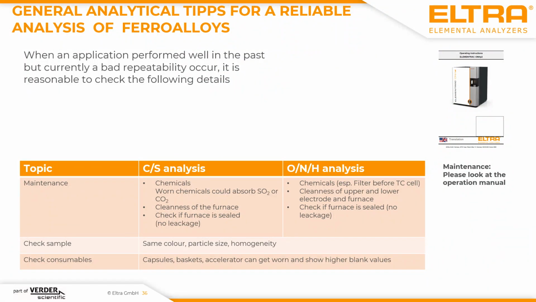And for oxygen and nitrogen analysis, the chemical status is even more important in comparison to CS analysis. Especially the filter before the TC cell can influence the nitrogen content in a dramatic way, because a 20 ppm standard can deliver 2000 ppm of nitrogen when you don't replace the chemicals before the TC cell. One other thing is also the cleanness of the upper and the lower furnace, and here also a leak check is recommended to test if you lose some gas. These things are very important when you get irritating results on a known application.